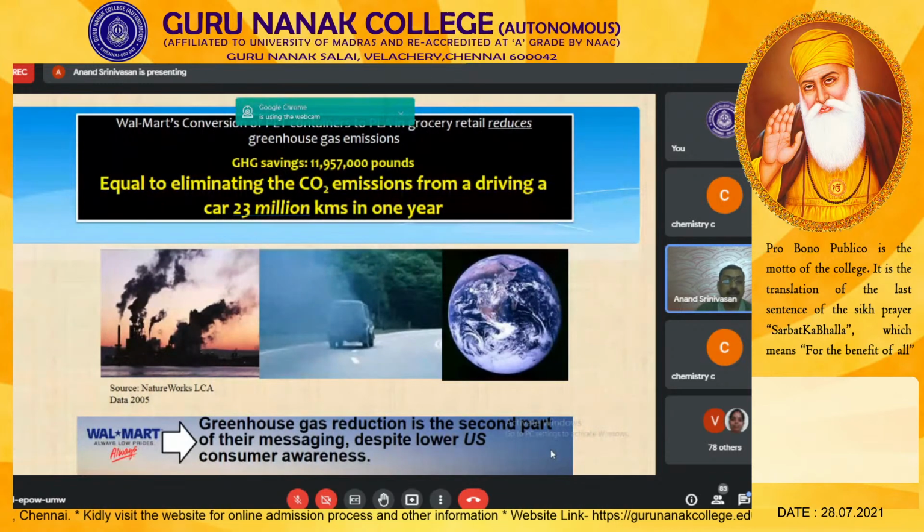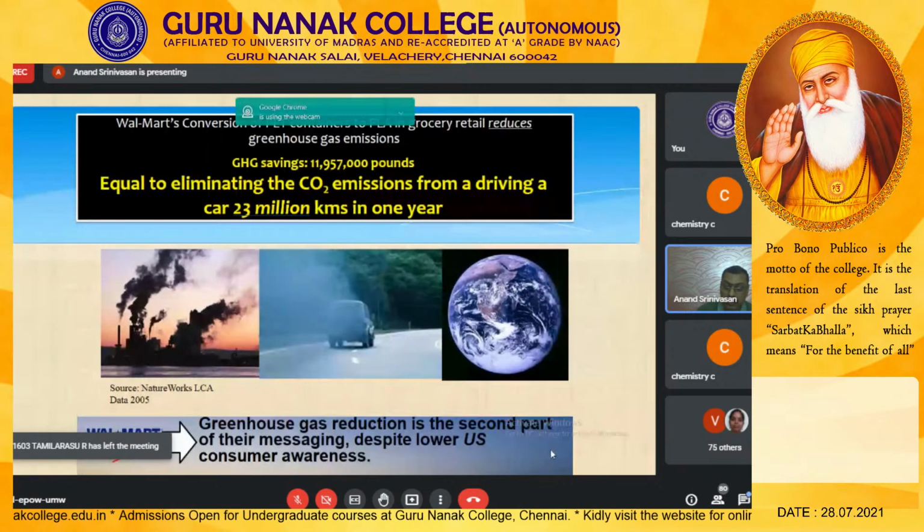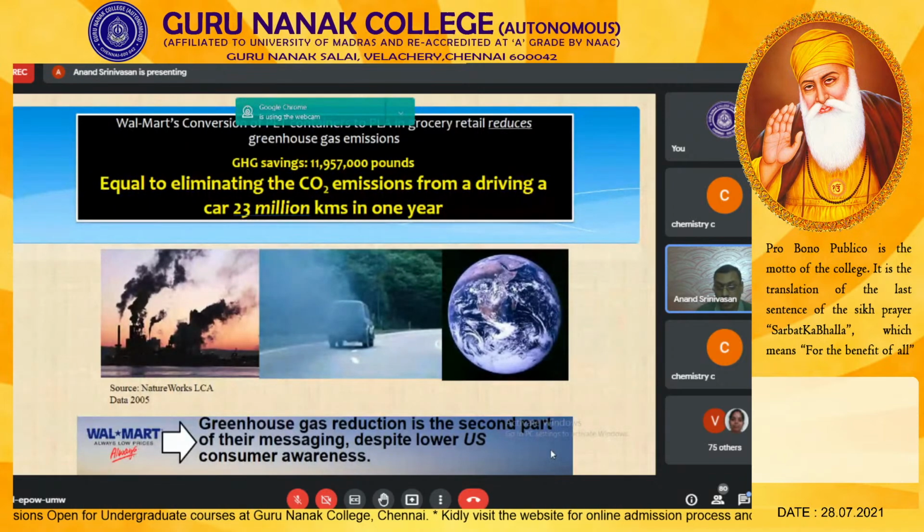And similarly, you can see the CNG savings: 957,000 pounds of CNG can be saved, which is equal to eliminating the CO2 emission from driving a car 23 million kilometers in a year. So greenhouse gas reduction is the second part of the messaging, despite lower US consumer awareness. In the US, people are still reluctant to use this, but besides their reluctance, greenhouse gas reduction is always the second part of the messaging. I think in India, we'll also witness the same situation in future.